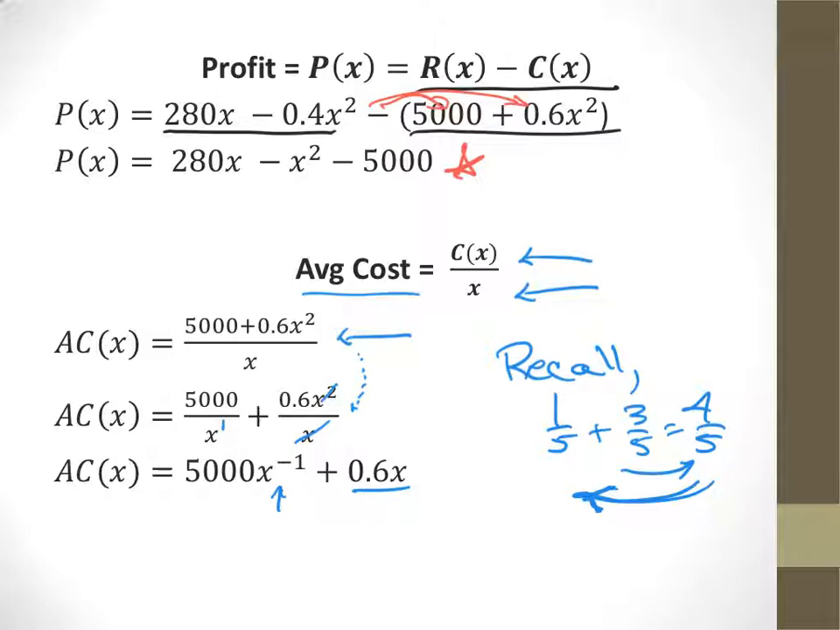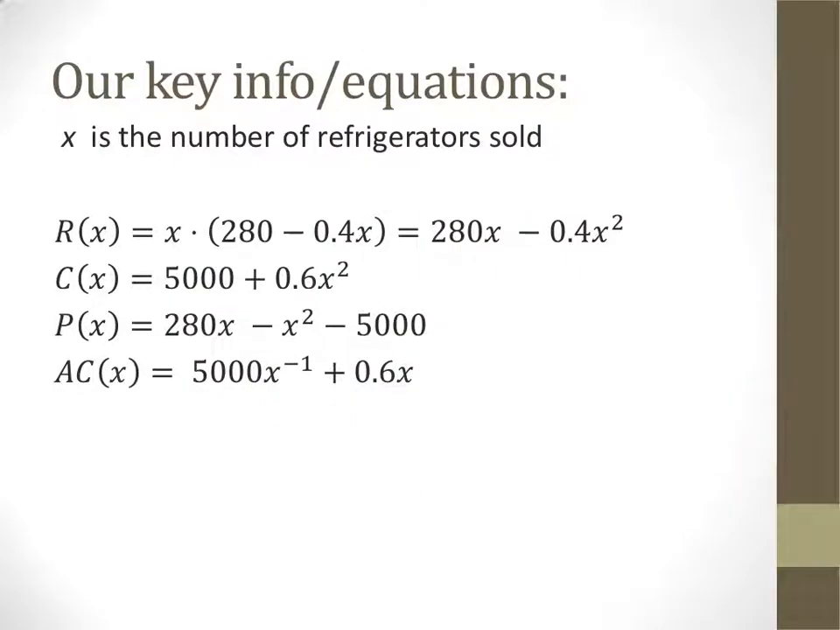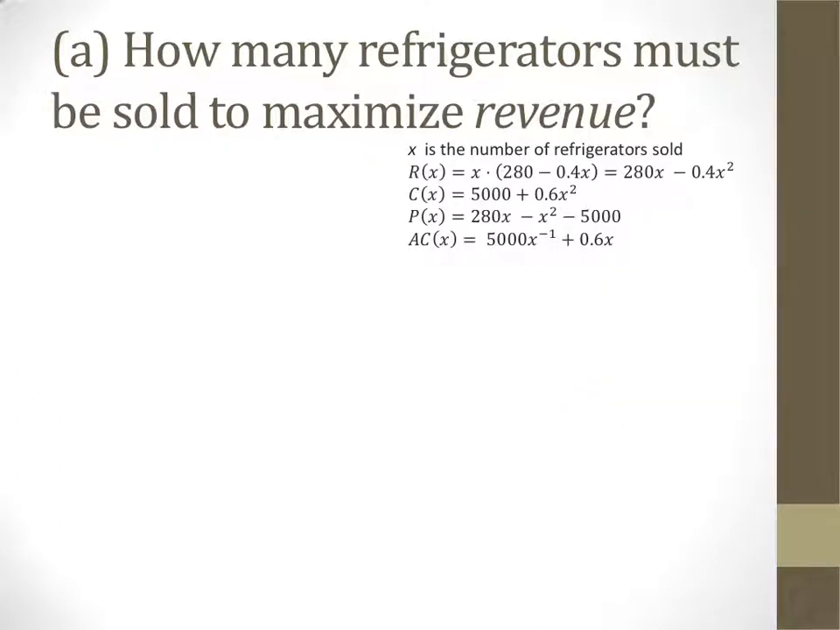Now we have all of our equations. Here they are, all ready to go. And let's answer the first question. How many refrigerators must be sold to maximize the revenue? Well, we need the revenue function, and we're going to take the derivative, find the critical values, and it's an open interval, so if we only have one critical value, we can use concavity to answer the question.